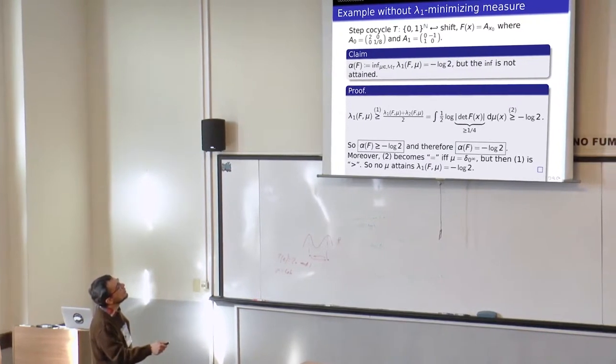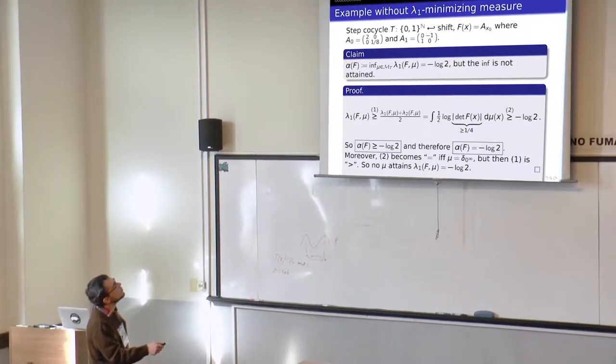So this is always bigger than 1/4, and then you get this bound for the Lyapunov exponent, right? And now, this inequality is always strict unless this function is constant equal to 1/4. But this only happens if you are at the periodic point here. But in that case, your Lyapunov exponent is plus log 2. So one of the inequalities will be strict. So you never have equality. Okay, so that's the end of the proof. No measure can attain this value.